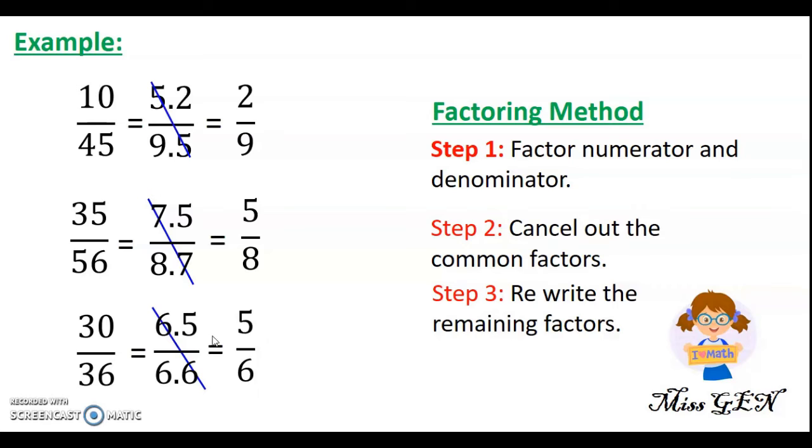But when we rewrite the numbers of our numerator and denominator, or when we simplify our fraction, it doesn't mean its value has changed. It's the same value as 30 over 36. We just rewrite it in a simplest form.